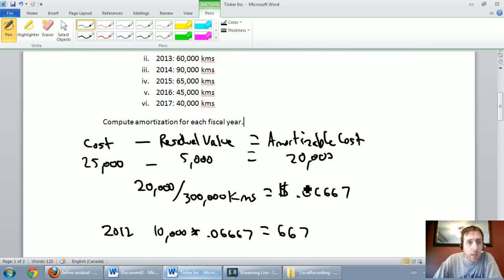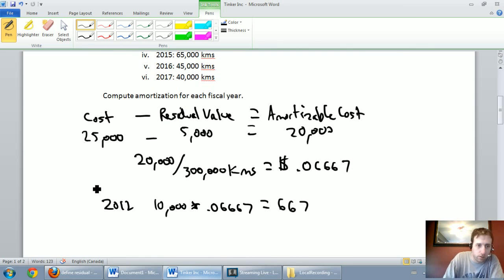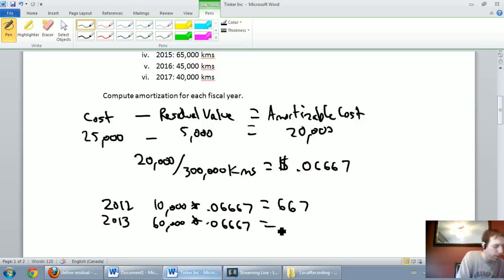2013, it's 60,000 kilometers. So 2013, 60,000 times 0.06667. I'm going to need my calculator for this one. I should be able to do this in my head. Is it 2,000 maybe? I better calculate it. 60,000 times 0.06667 is 4,000. That is way off. Alright, so it's $4,000.